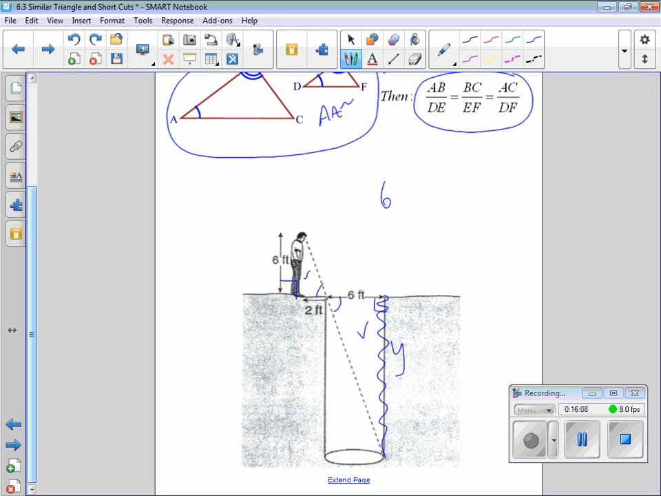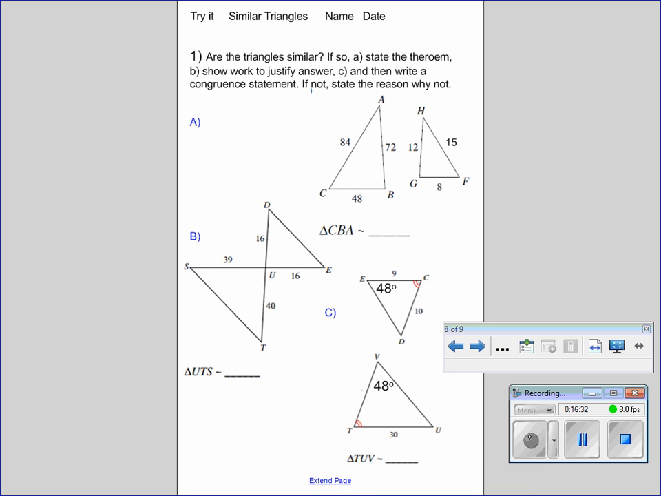I could say, his standing upright 6 feet, which is across from the vertical angle, is related to how deep the hole is. And then how far he is from the hole is related to how wide the hole is. And so I cross multiply, and I can solve and find out how deep this hole is without ever having to climb down it and see how deep it is. That's pretty brilliant. All right, let's take a look at our try it problems.